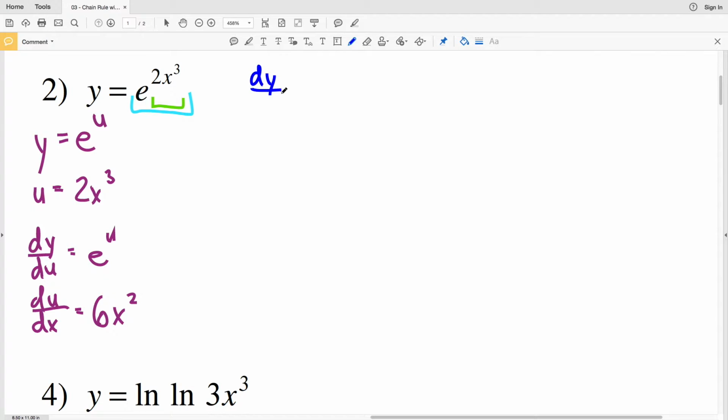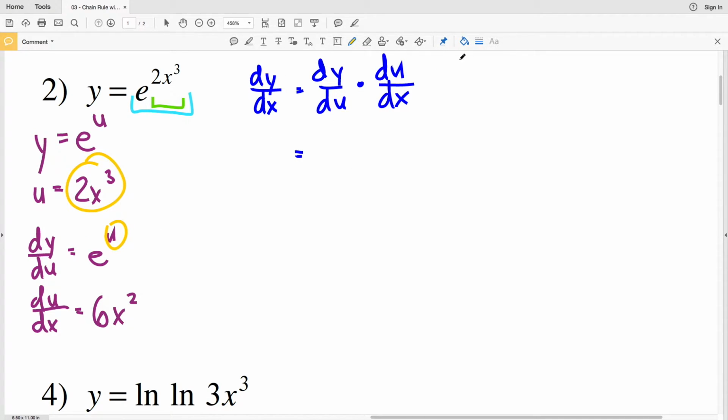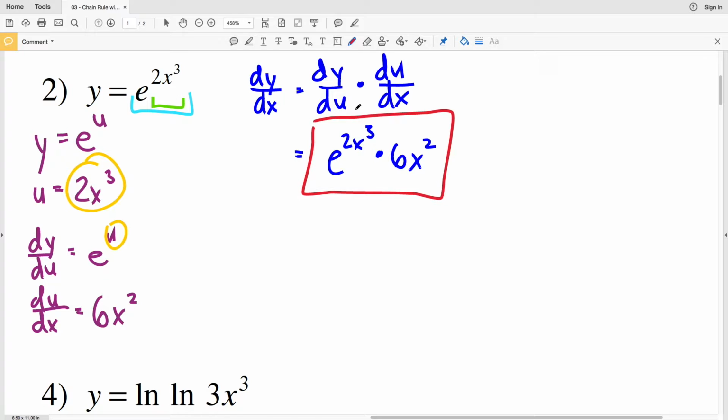So my derivative of y with respect to x equals the derivative of y with respect to u times the derivative of u with respect to x. My derivative of y with respect to u was e to the u. However, we know that u is 2x cubed, so we have e to the 2x cubed. So you can see that original function times the derivative of the inside, 6x squared. And that's my solution for the derivative in number 2, e to the 2x cubed times 6x squared.